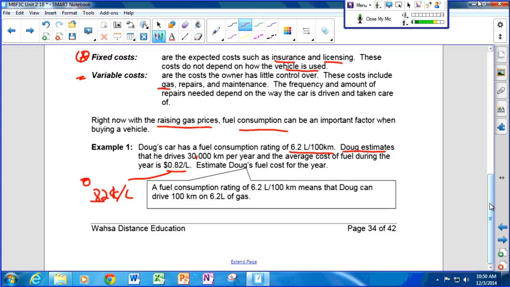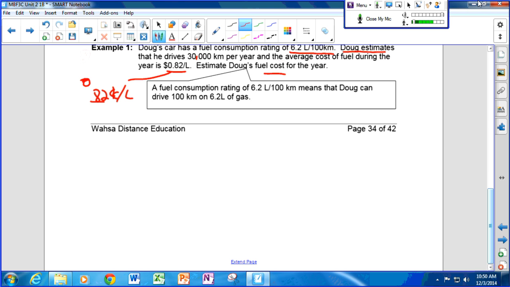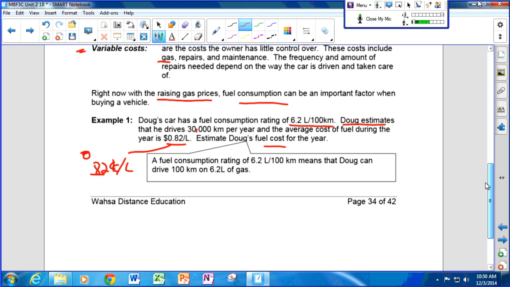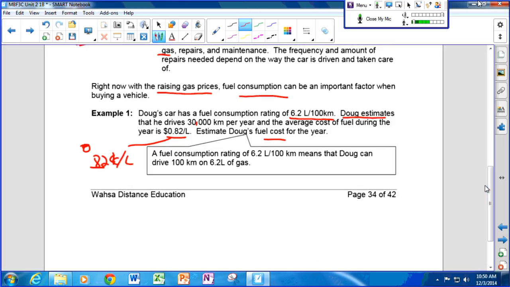So we're going to do this example. What are the estimated fuel costs for the year? So I'm going to extend the page here. All right, we've got 5 minutes. I can do this question. We'll do a few more example questions tomorrow. So what we're going to do then, he gets this many liters per kilometer. So the thing we have to do is find out the fuel used per year.